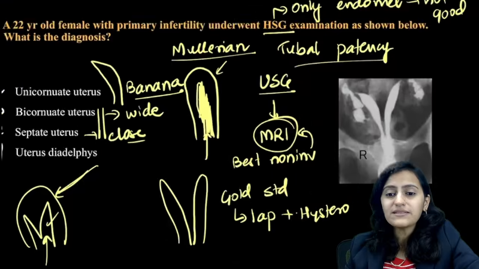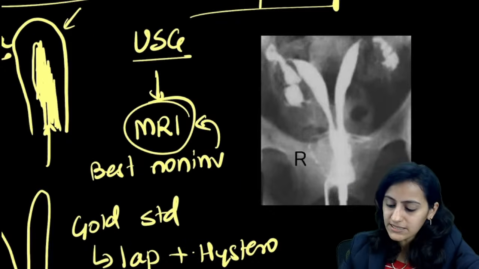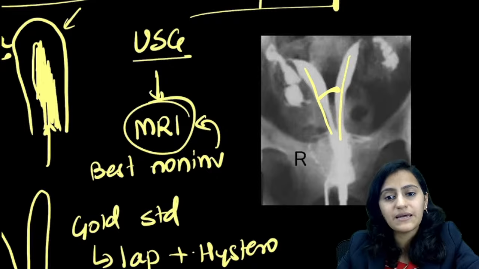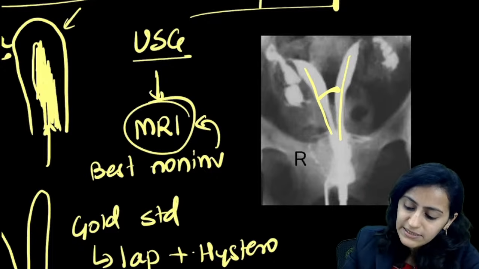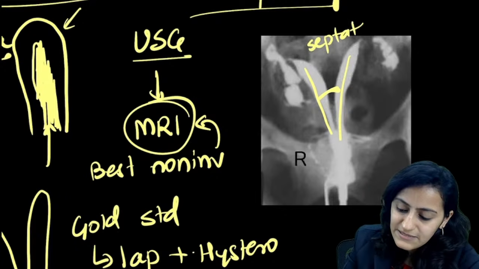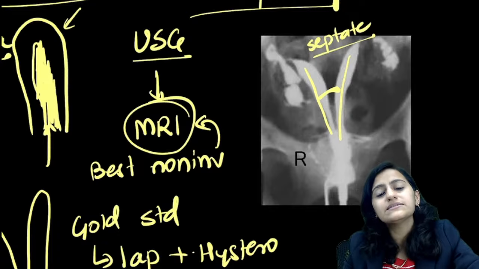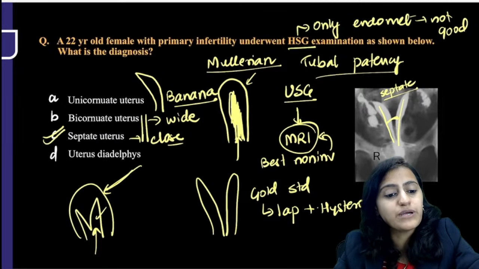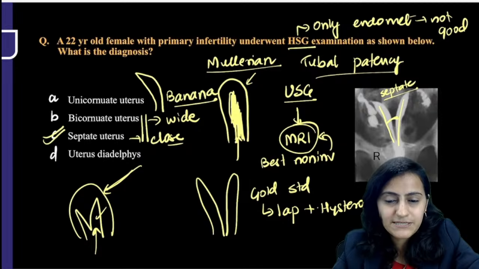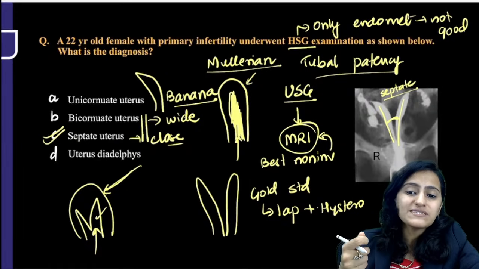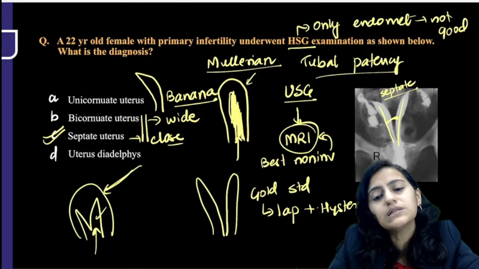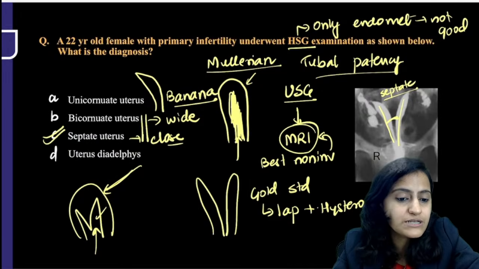Right. So now in this image, what do you see on HSG is, look at the two horns and look at the angle between them. They are close together, and that is why the answer in this particular image is going to be a septate uterus. Right. What will be the treatment for septate? We need to remove the septum. So the hysteroscopic removal of the septum is what we need to do.